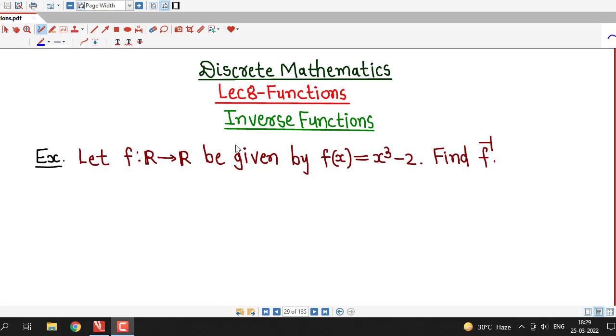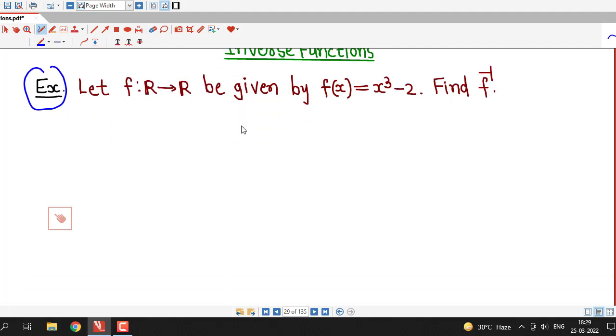In this lecture we will discuss this example on functions and we will discuss conditions for invertibility of a function. So first we do this example. Let f be a function from R to R given by f(x) equal to x cube minus 2, and we are asked to find out the inverse of this function f.